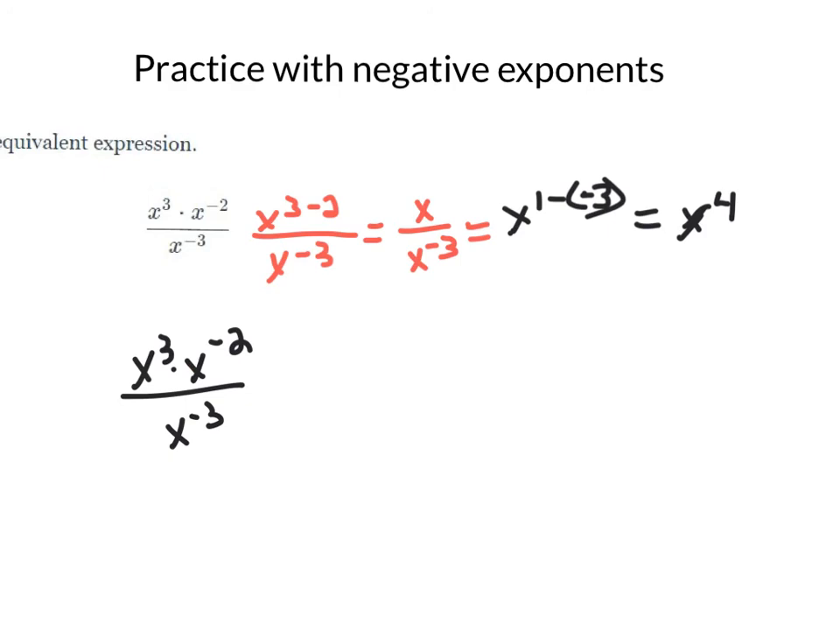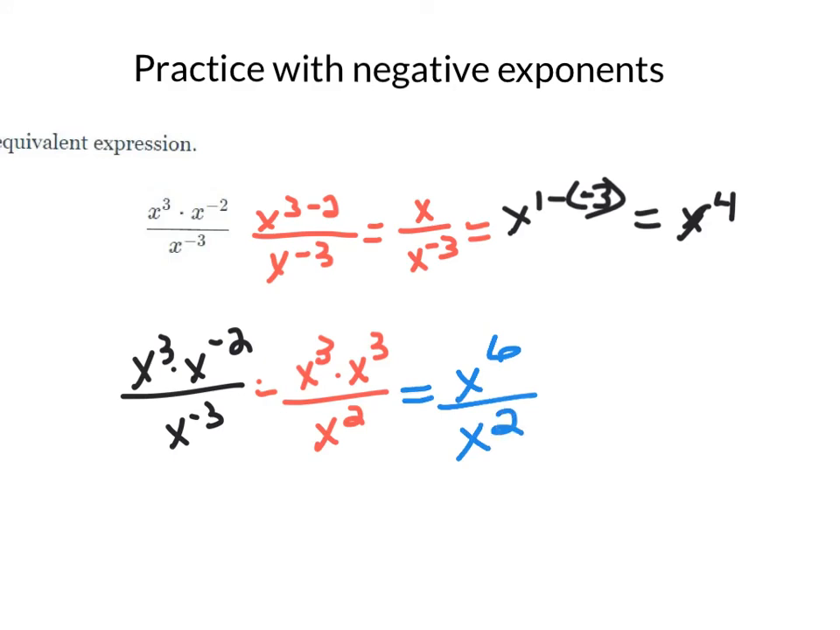So we could rewrite this as x to the third times x to the third divided by x squared. Again, all I did is take the x to the negative 2 and move it down into the denominator, x to the positive 2. And I moved the x to the negative 3 in the denominator up and made it x to the positive 3. All right. Now we apply our rules. When you multiply powers, you add the exponents. So that's x to the 3 plus 3, which becomes x to the 6th divided by x squared.